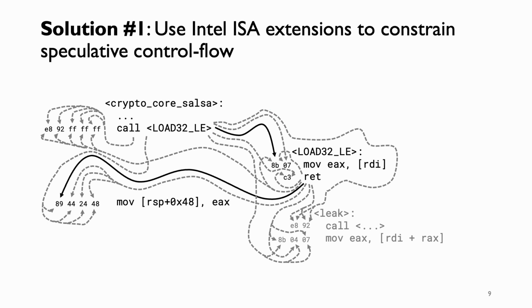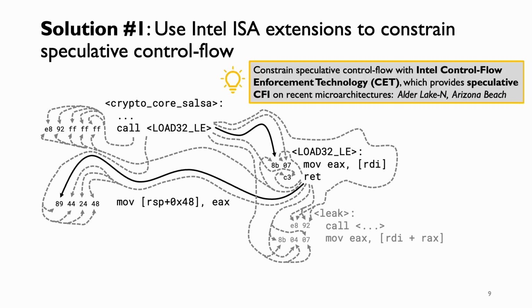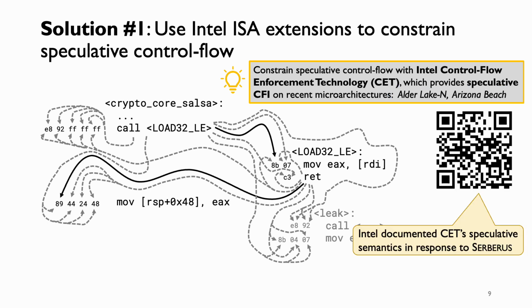So our solution is to use existing ISA extensions to constrain speculative control flow. Specifically, we use Intel Control Flow Enforcement Technology, or CET for short. This provides speculative CFI protections on some recent Intel microarchitectures, like Alder Lake N and Arizona Beach. In fact, in response to our work, Intel recently released online documentation of Intel CET speculative semantics, and this QR code here on the slide directly links to it if you're interested.